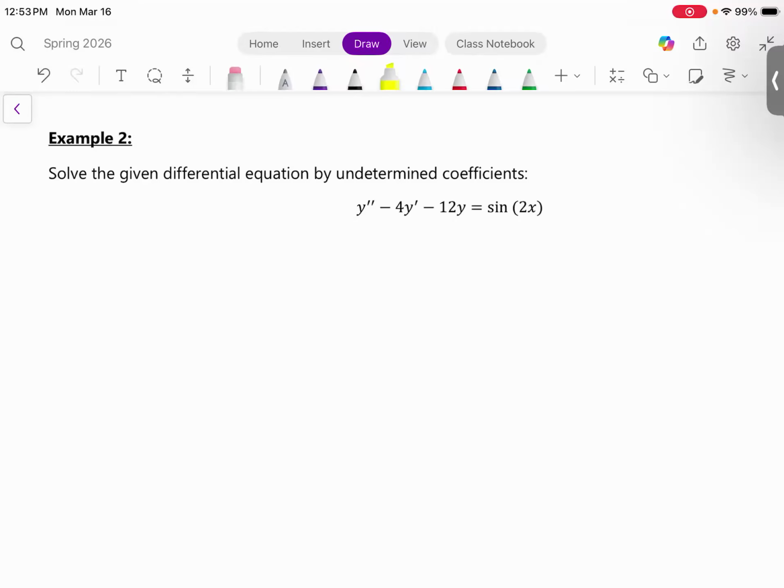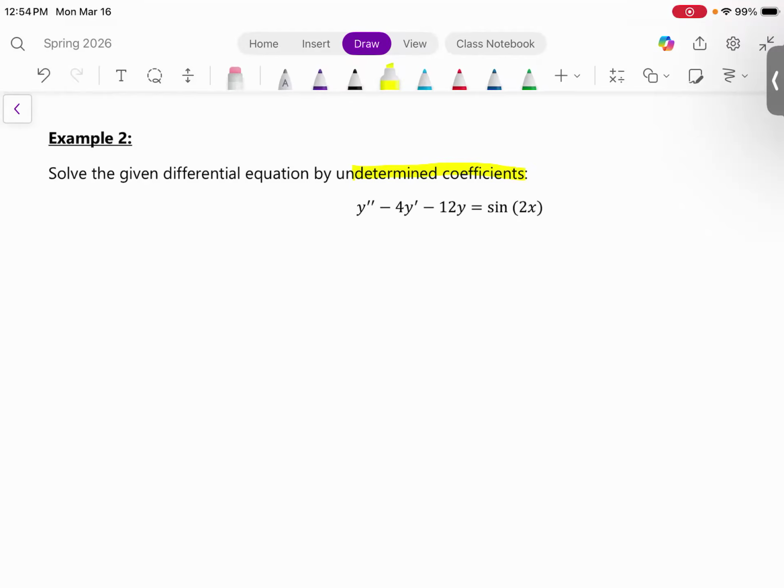All right, hi everybody. Welcome back to the section 4.4 video. In this video, we're going to take a look at another example of a non-homogeneous differential equation and solving it using the method of undetermined coefficients.